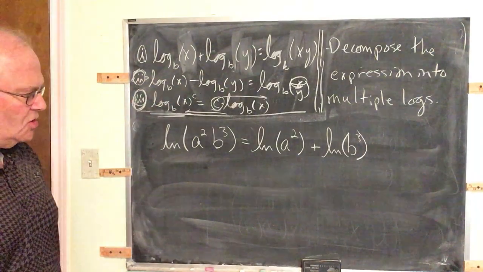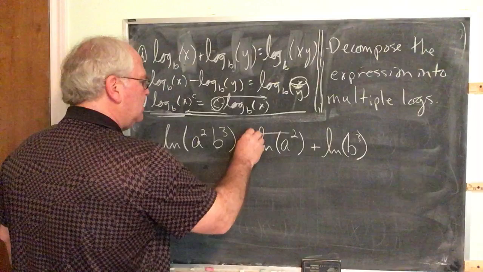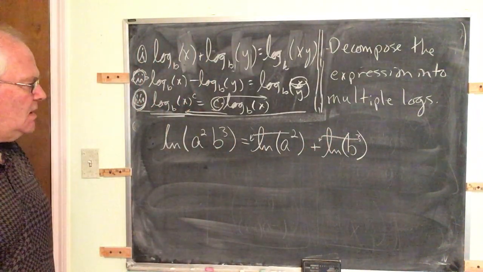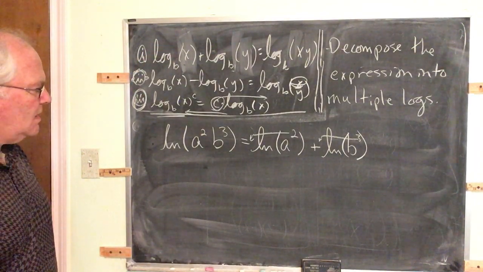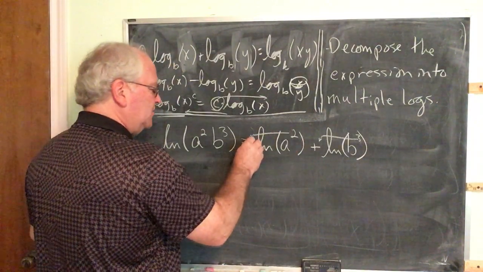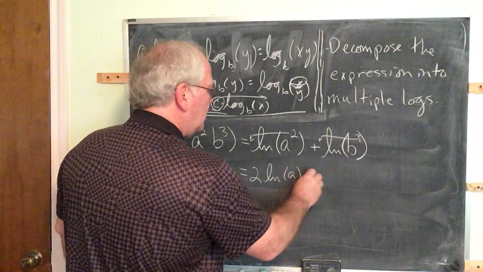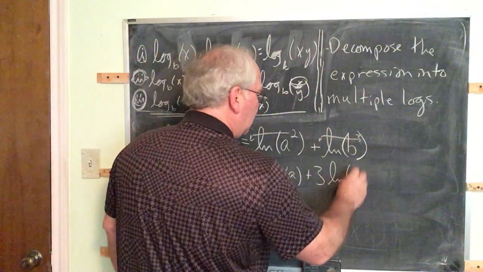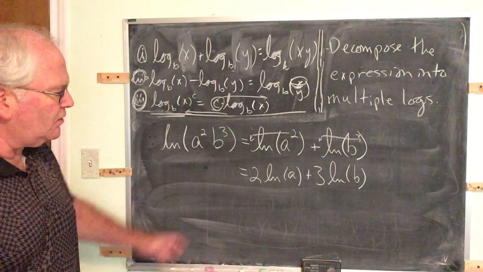So we split these into two individual logarithms, and now we need to once again remove the exponent. So again, we were reversing the process we did before, and so what that means is we may move this 2 down as a coefficient. This is now 2 times natural log of a, plus this becomes 3 times natural log of b, and we have now decomposed this into individual logarithms.